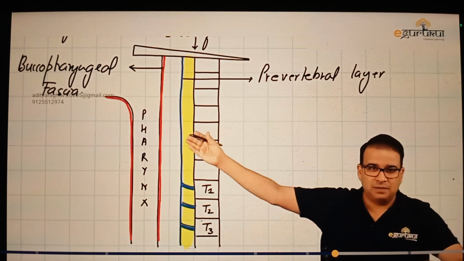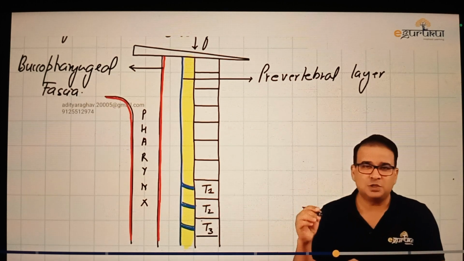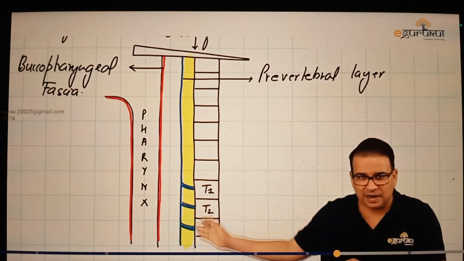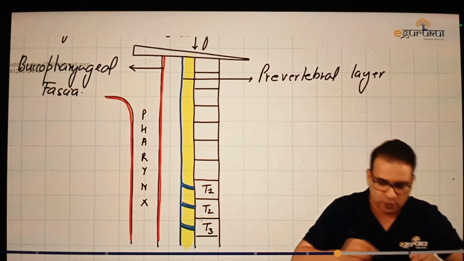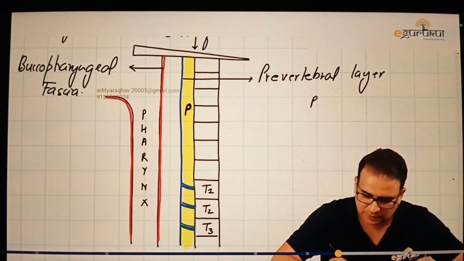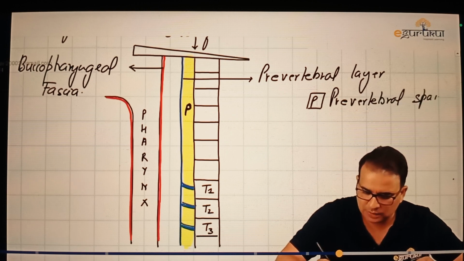But yes, the prevertebral space above and the prevertebral space below are separated from each other. Why? Because we have an extension of this fascia which comes back and attaches to the anterior longitudinal ligament of T1, T2, T3. Obviously, the body of vertebrae has an anterior longitudinal ligament here, and that ligament receives the attachment from the prevertebral fascia, which separates this space. So this space here, I'm writing P for it. This is the prevertebral space.